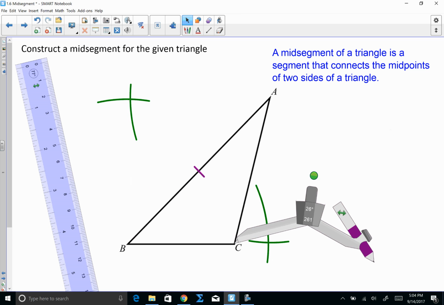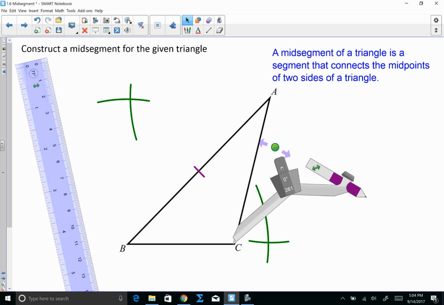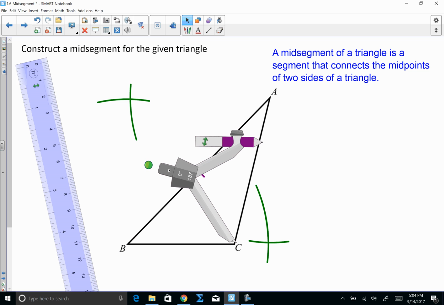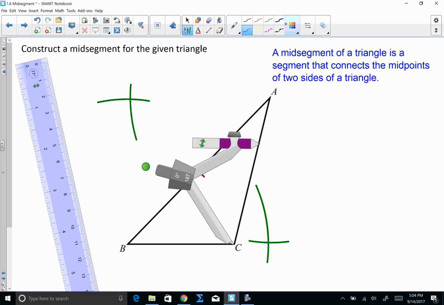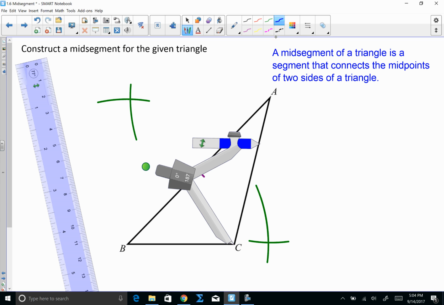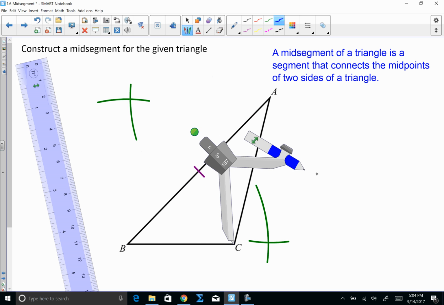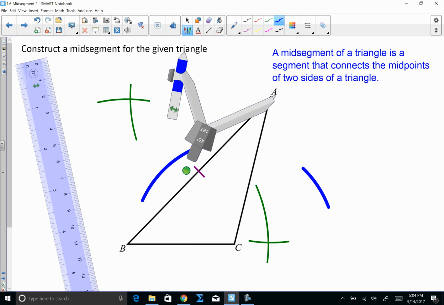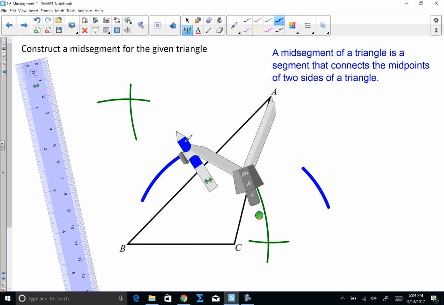So again, we're going to put our pointer at C. I'm going to go more than halfway on AC. Let's make sure that's as accurate as possible. Let's do this in blue here. Let's make this center line though. So again, arc above, arc below, in this case right and left. And again, flip and do the same thing from the other side.